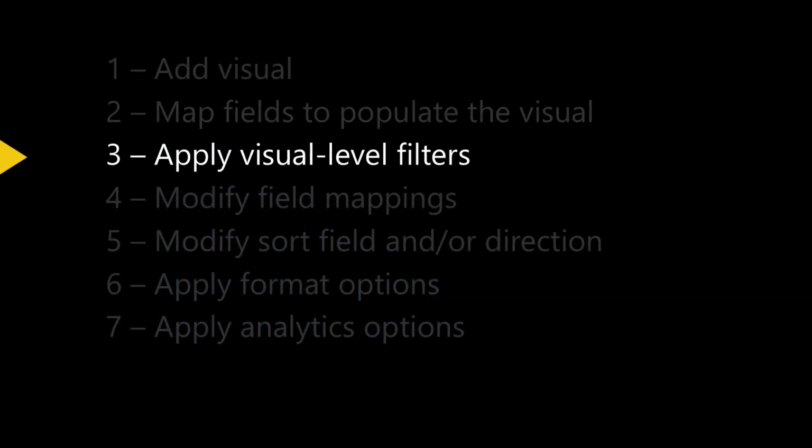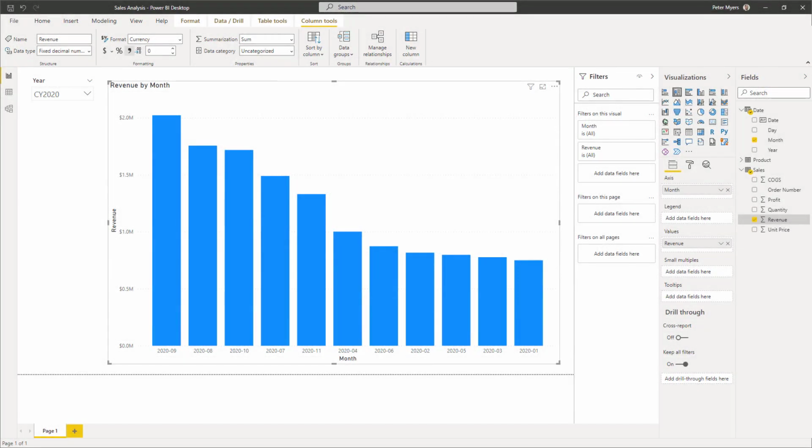Step 3. Apply visual level filters. It's not common to apply visual level filters. Often, visuals inherit report or page level filters, or they receive filters from other visuals on the page. In this example, and for demonstration purposes, I will add a visual level filter.